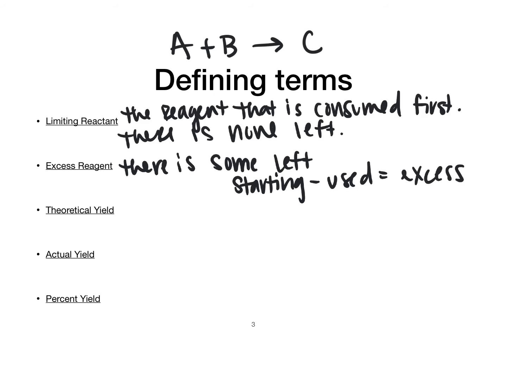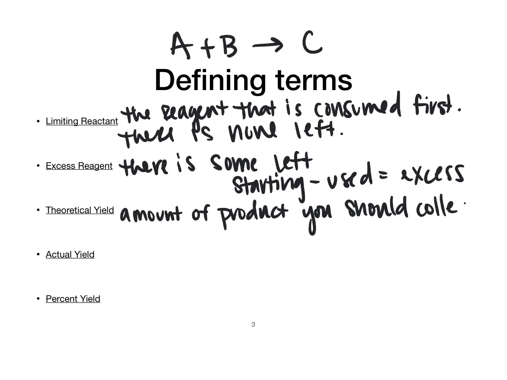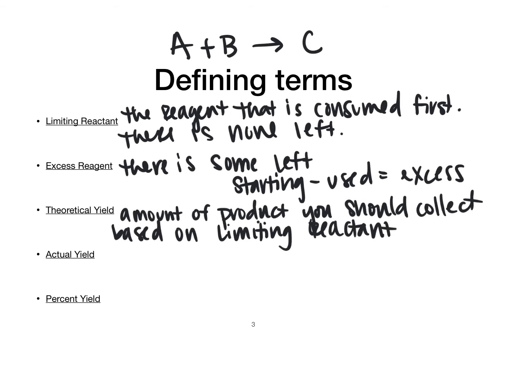So the theoretical yield is the amount of product you should collect based on the limiting reactant. So if the limiting reactant is fully consumed, meaning all used up, then all of the limiting reactant has turned into product, and that is the theoretical yield. So that would be how much C you would expect based on what you started with.